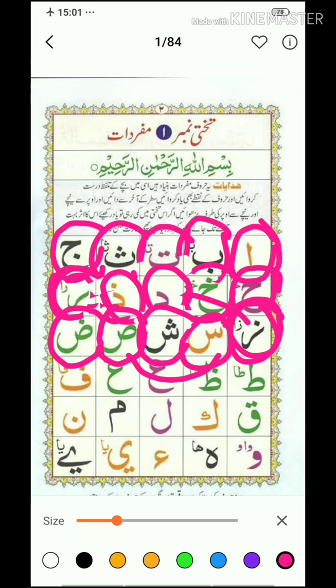Same as we saw that without a dot it is ra, with a dot it makes za. The same method applies here. Without a dot is swad, and with a dot it's zwad. If you notice, one thing is common: these 3 letters with 1 dot make a za sound. Za, zal, za, zwad. This is a simple method to memorize the sound of these letters.